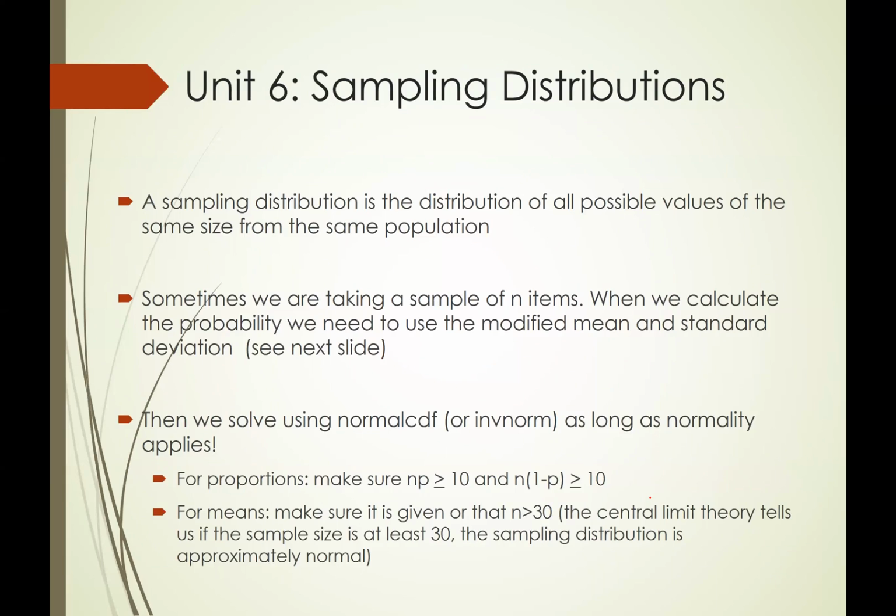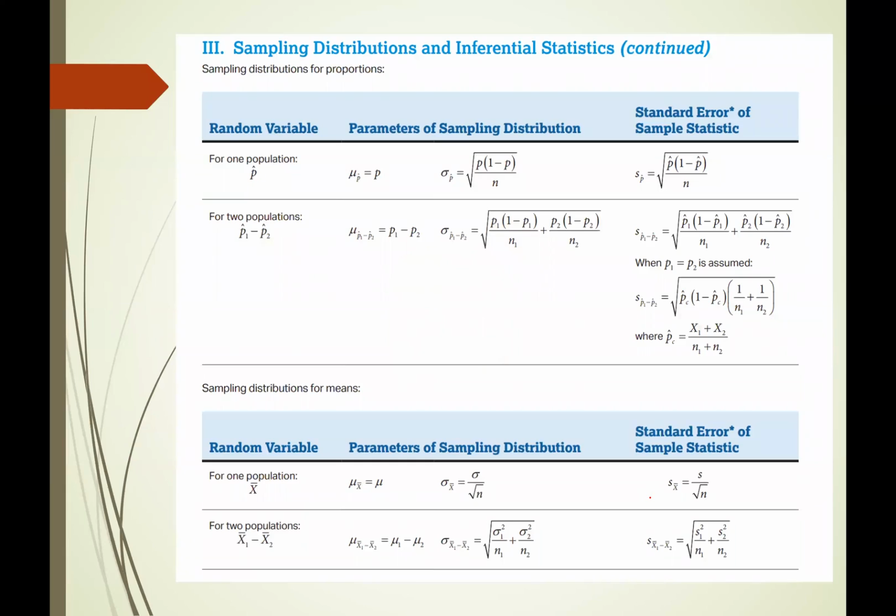Remember, the central limit theorem tells us that if the sample size is at least 30, the sampling distribution is approximately normal, even if the original population was not normal. If the original population is normal, though, all sampling distributions are normal.